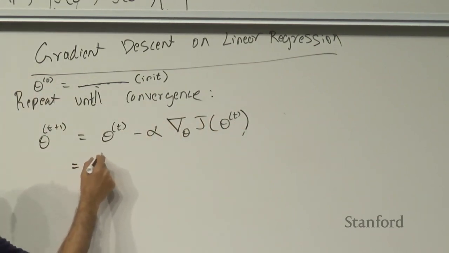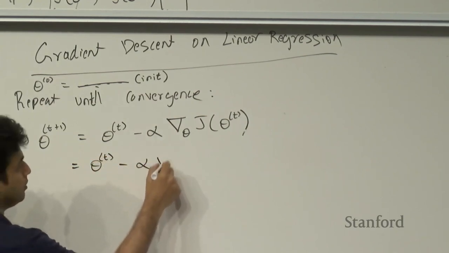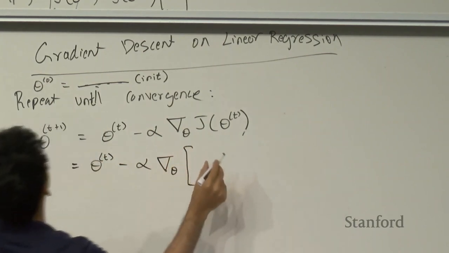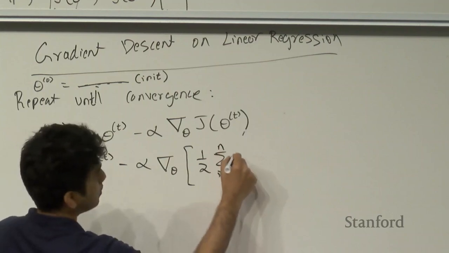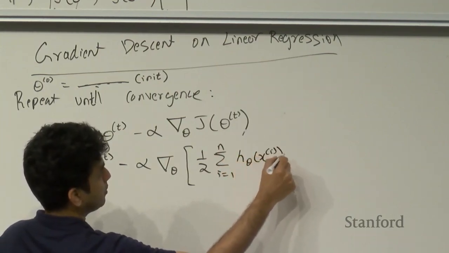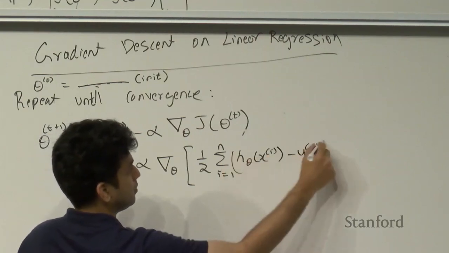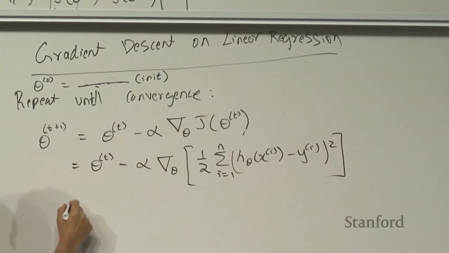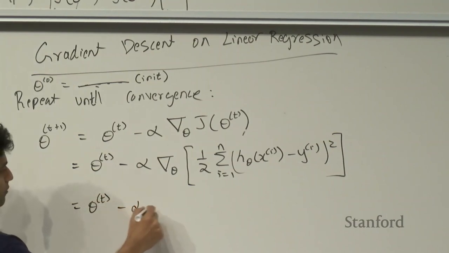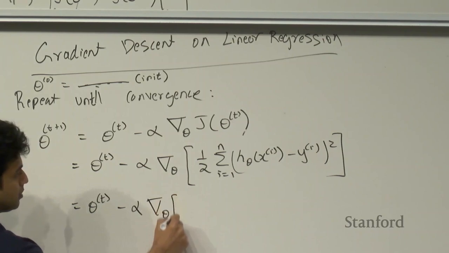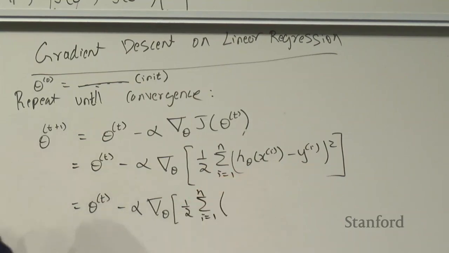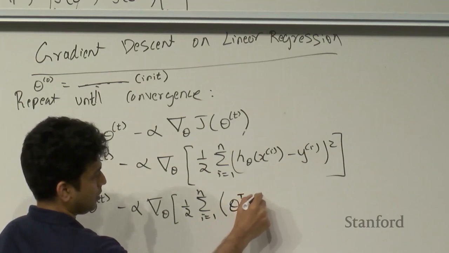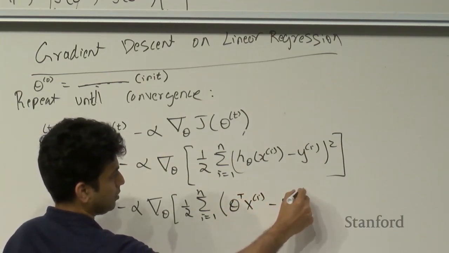So this is theta t minus alpha times the gradient with respect to theta of the cost function. And what's the cost function? Half, sum over i equals 1 to n, of h theta of xi minus yi, squared. Let's simplify this further. Theta t minus alpha times the gradient of half, sum over 1 to n, where h theta of x is theta transpose x, so theta transpose xi minus yi, squared.